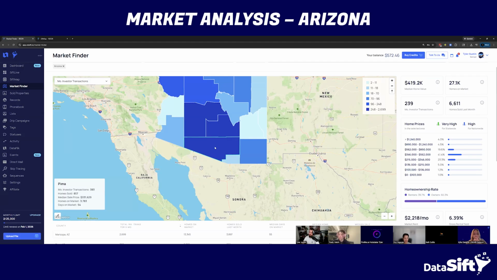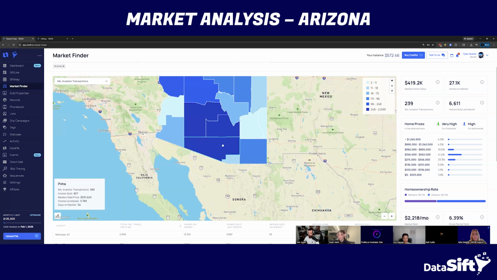And we're going to look in the bottom left corner. We see that the monthly investor transactions is 383. Homes sold, median home price. Look at that. It's right at that 331,629. So we know that county from a state average is right in that sweet spot we want to be in.